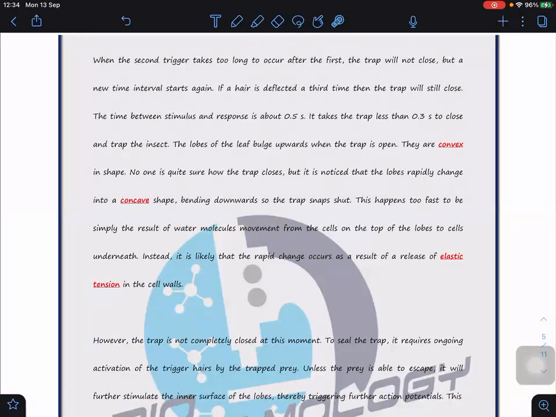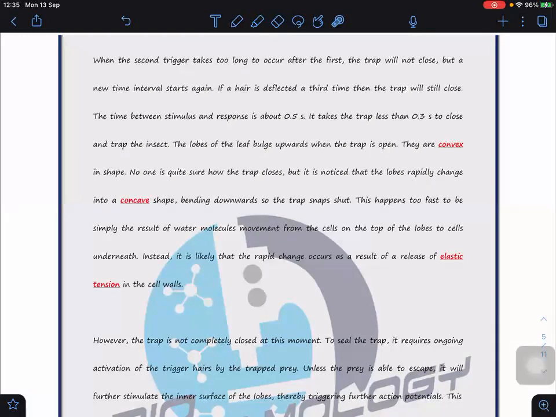Why reset? Because the receptor potential has to reach a threshold, right? If you don't touch a second time, the receptor potential cannot reach the threshold. Therefore it resets and goes back to the resting potential. So within these 20 to 35 seconds, understand the concept like what we have: as the receptor potential reaches the threshold potential, then we will have the action potential. So if a hair is deflected a third time, then the trap will still close.